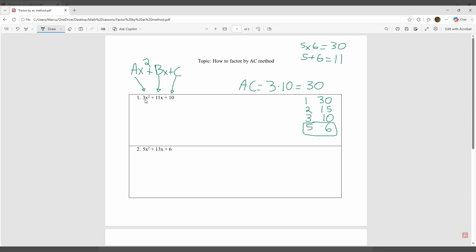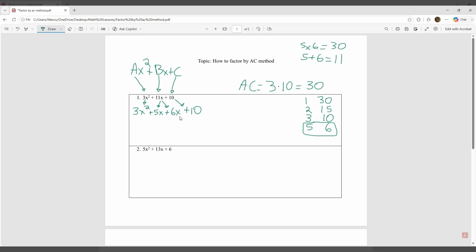So your next step is the first term. You're going to bring it down the way it is. You're not going to change anything. So 3x squared. The last term you do the same. You just bring it down. However, the middle term you're going to split into two parts. So you're going to get 5 and 6. The order does not really matter. So let's go ahead and write 5x plus 6x. Why do they have x? Because the middle term has x.